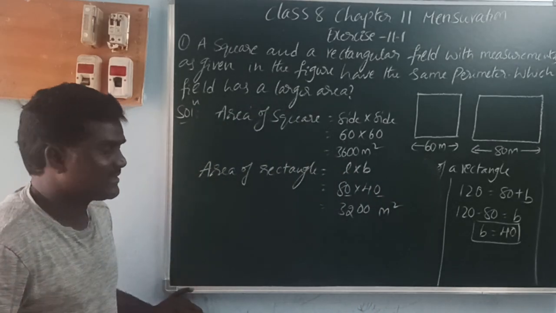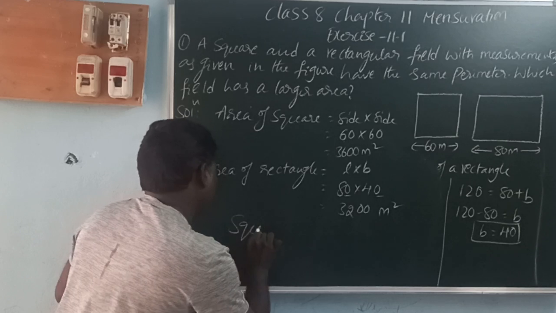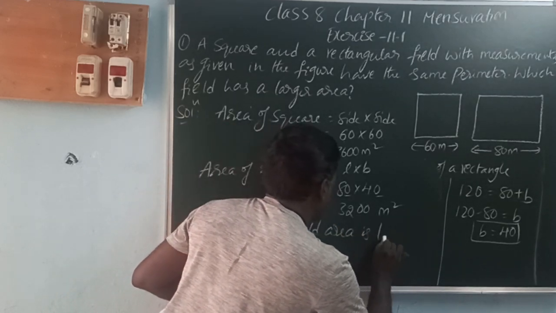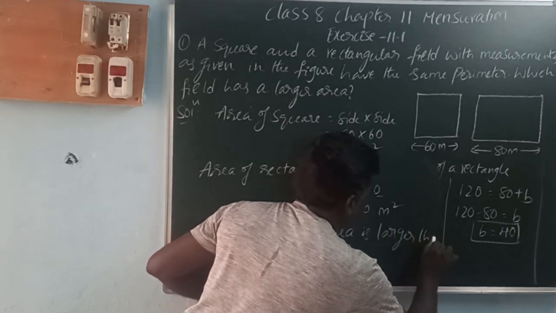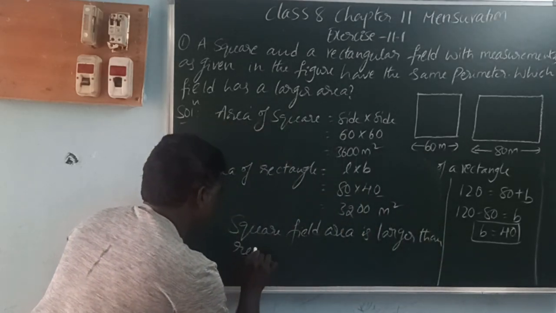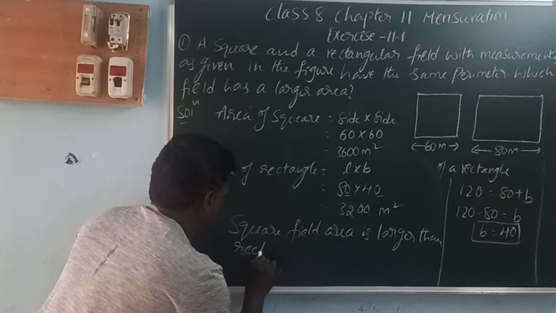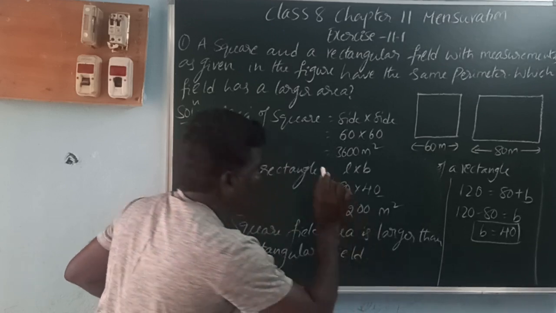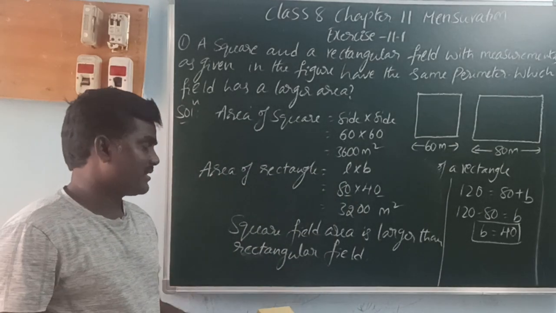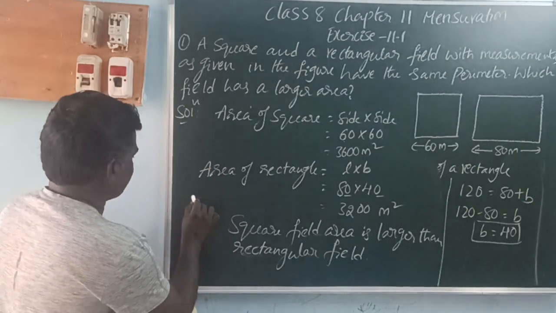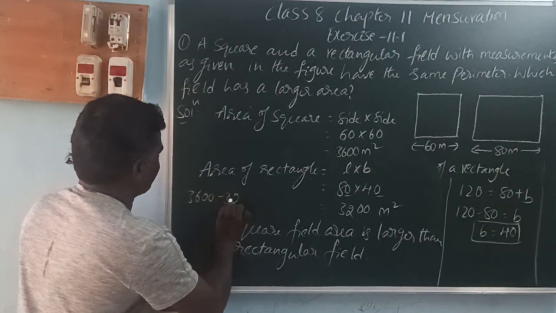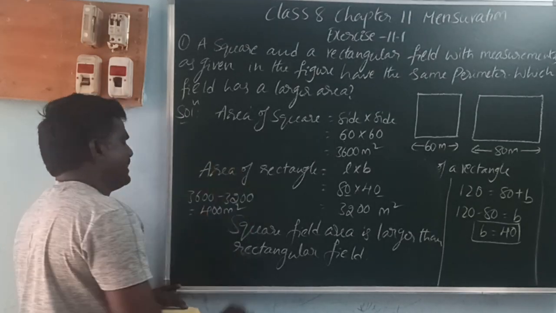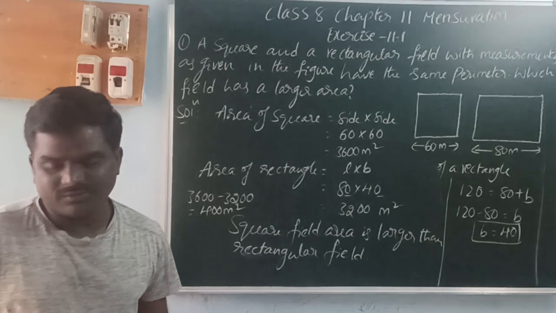So here which area is larger? Square field area is larger than rectangular field. How much is it larger? 3600 minus 3200 is 400. So 400 meter square is larger than the rectangular field.